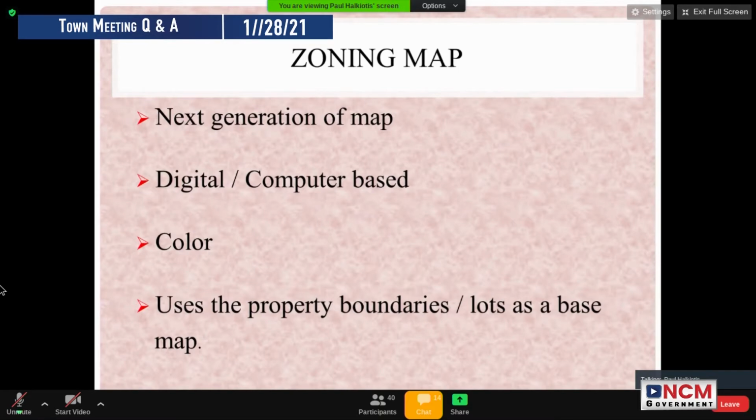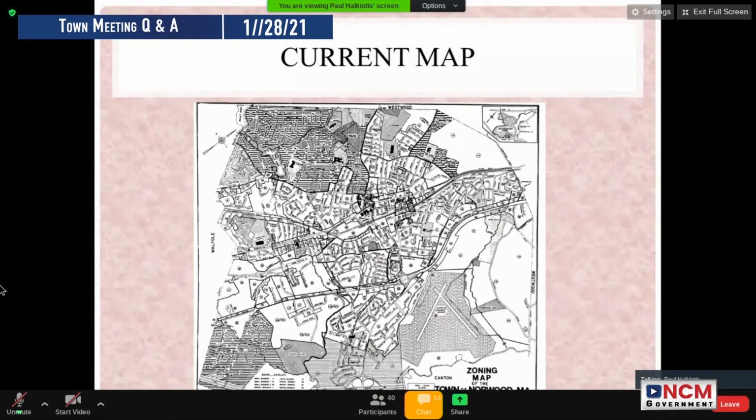This article will adopt a new official town zoning map. This will be a next generation map. It's a digital computer-based map, it's color. And the base layer of the map are the town's property boundaries. And that's important for using the map in the future to identify what zoning districts each different property is located in. This is our current zoning map. We've had it for a long time. It's black and white, it's pen and ink. It's not digital, and the property boundaries are not there.